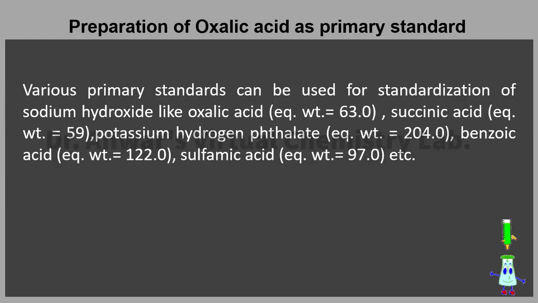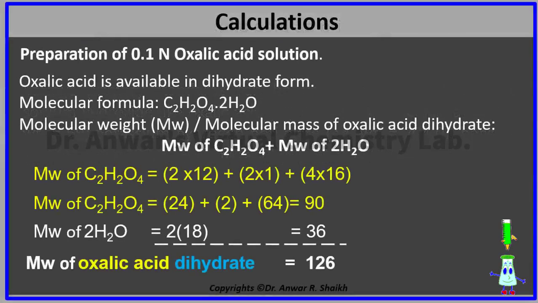To find out the amount of oxalic acid required to prepare 100 ml 0.1 normal solution, we need to calculate the equivalent weight of oxalic acid. Oxalic acid is available in dihydrate form. Dihydrate means a hydrate whose solid contains 2 molecules of water of crystallization per molecule or unit cell. Adding 2 moles of water in the molecular formula of oxalic acid.